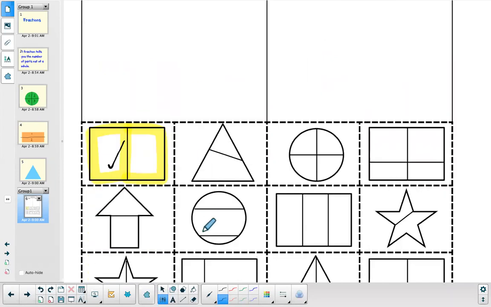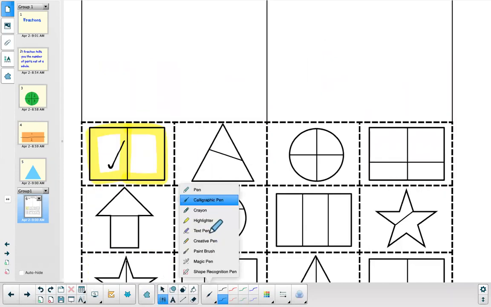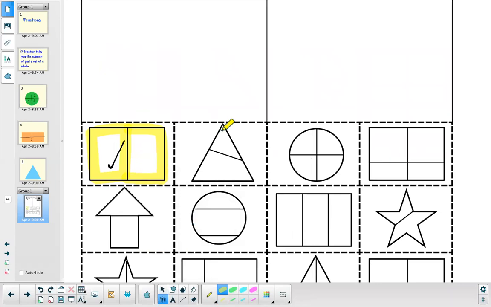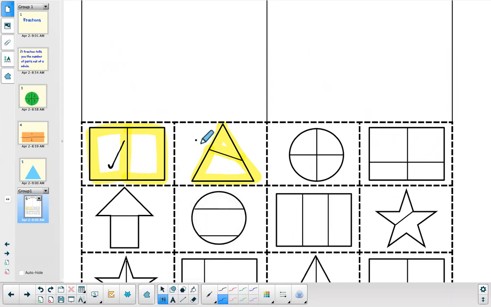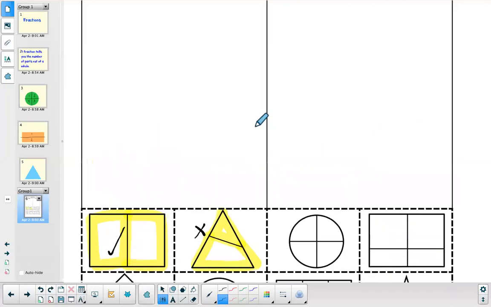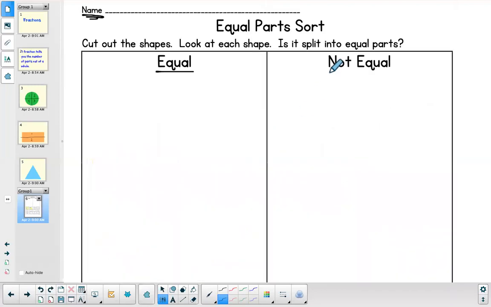Let's look at the next one. I see one part here and another part over here. When they cut it, did they make two equal parts? No, one part is bigger than the other. So then I need to make sure that this piece here goes in my not equal category.